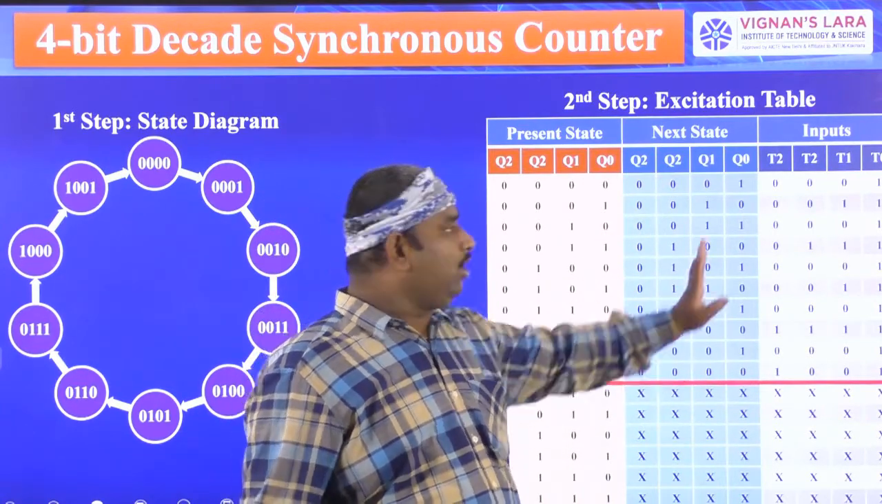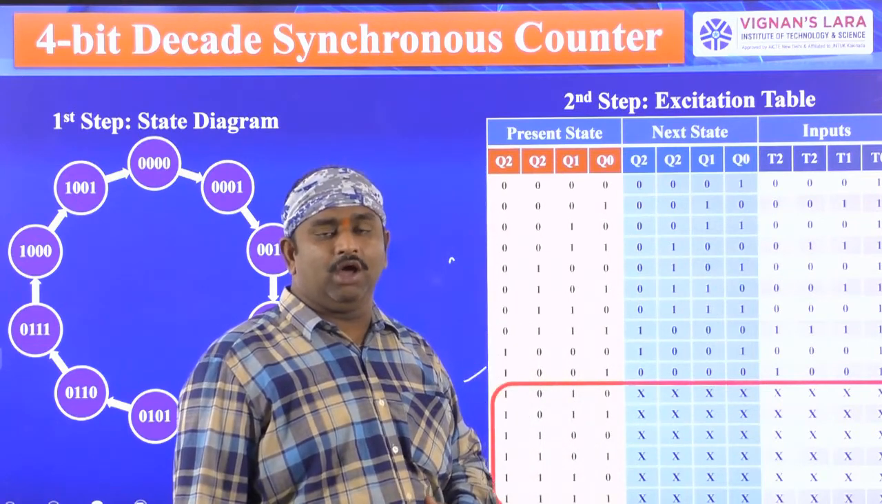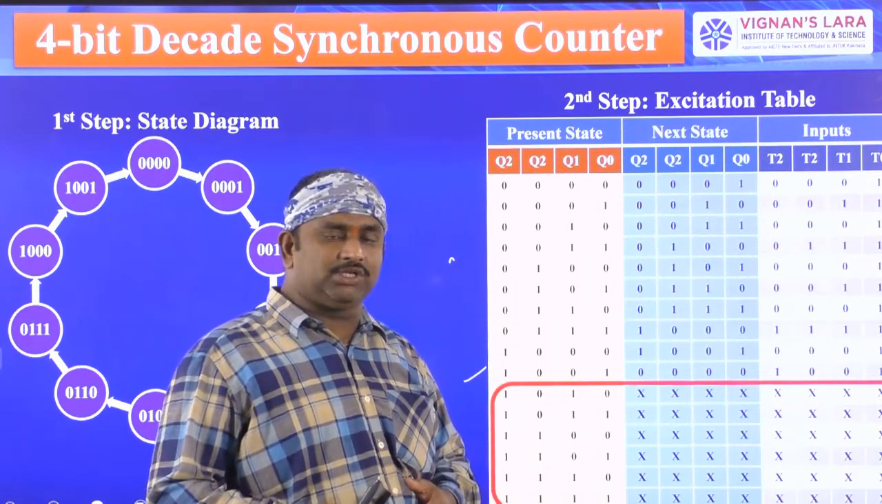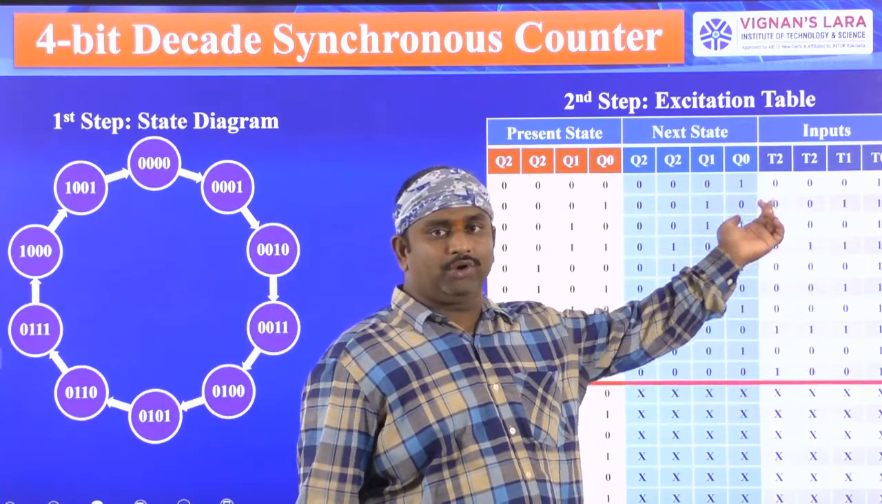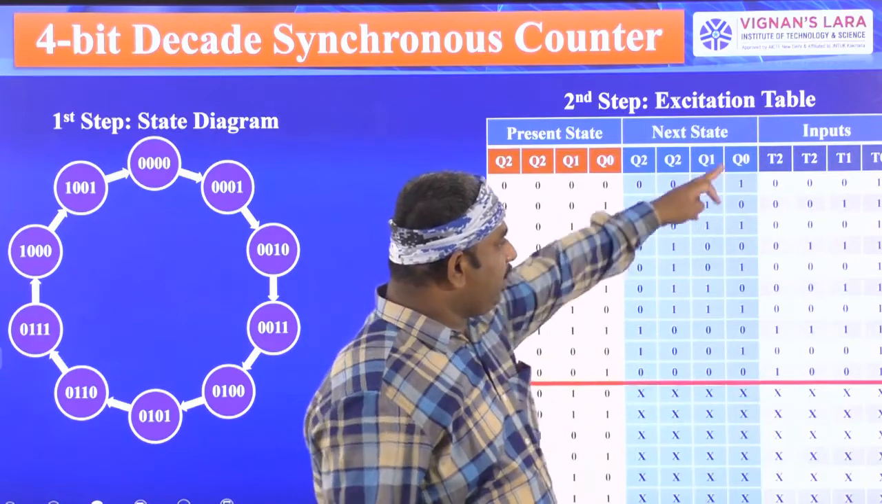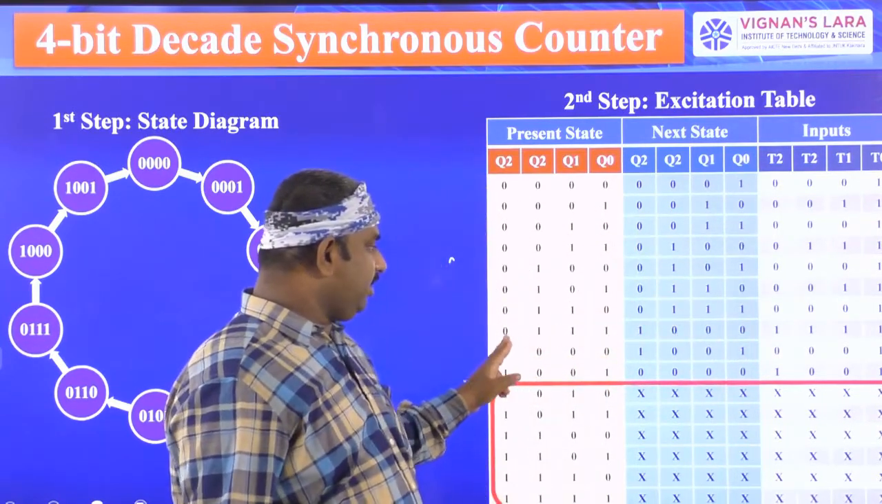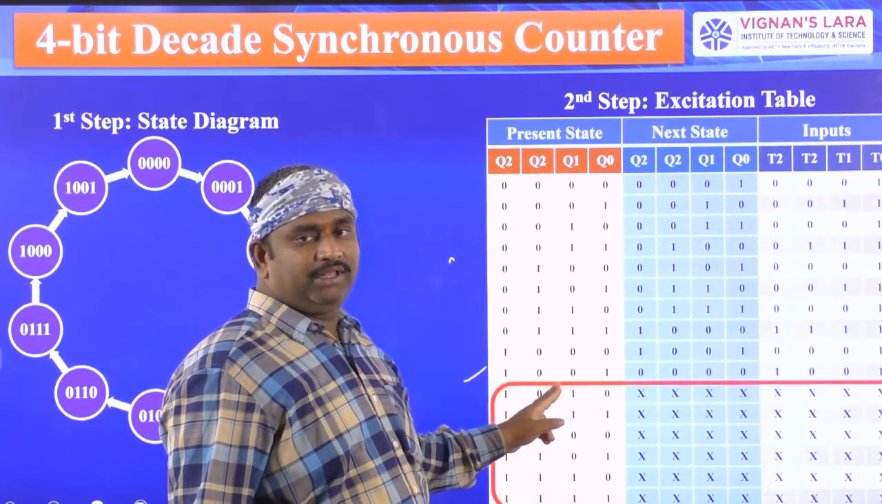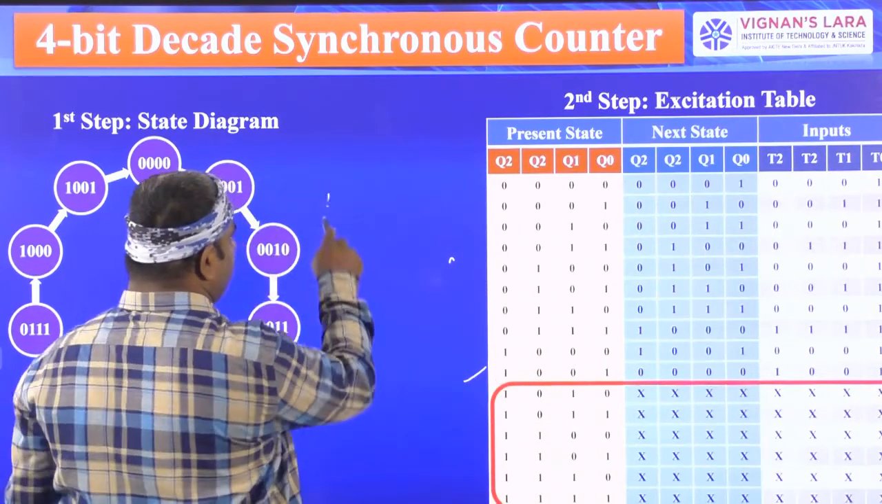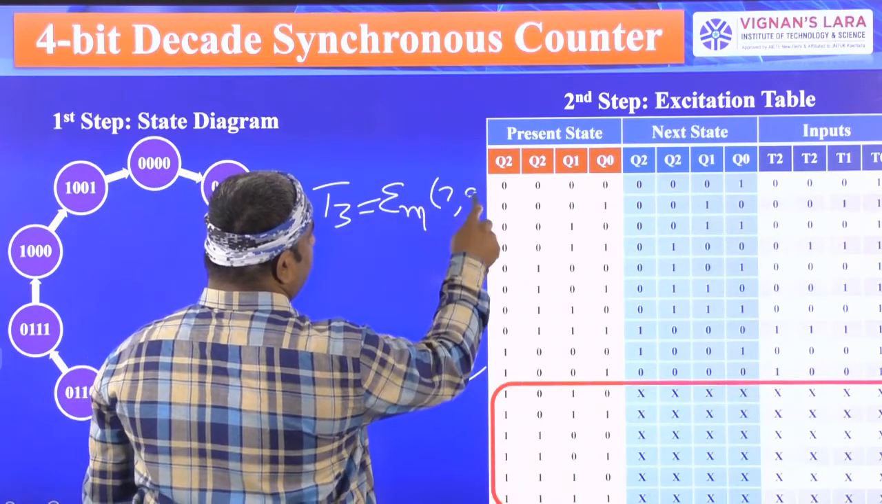Based on these two, now you have to analyze the T3, T2, T1, T0 inputs, as we discussed in the 4-bit synchronous counter. In the same way, you have to write down the T3, T2, T1, T0 functions, where T3 is equal to 7 and 9. So you have to write T3 is equal to sigma small m of 7, 9.